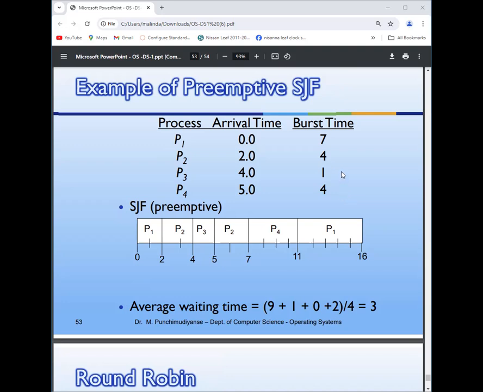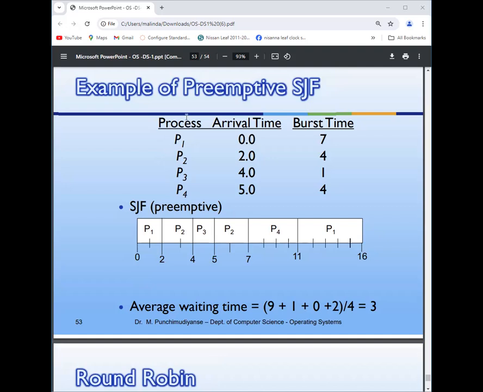Then we will try to draw the Gantt chart for the shortest job first algorithm with preemption. Preemption means you can interrupt a process at any time when there is a shorter job in the ready queue. Okay, so that's the definition. So let's draw these diagrams slowly.